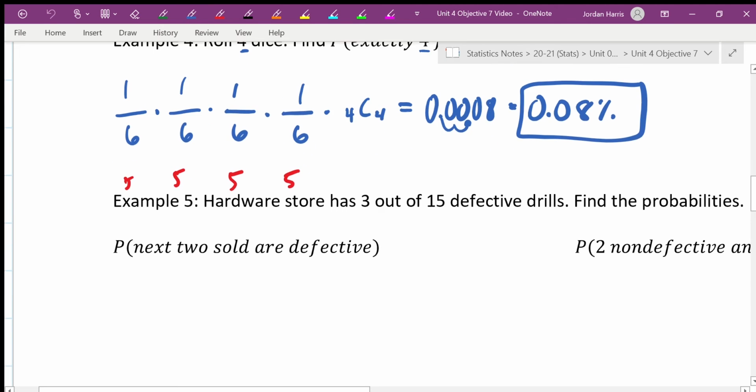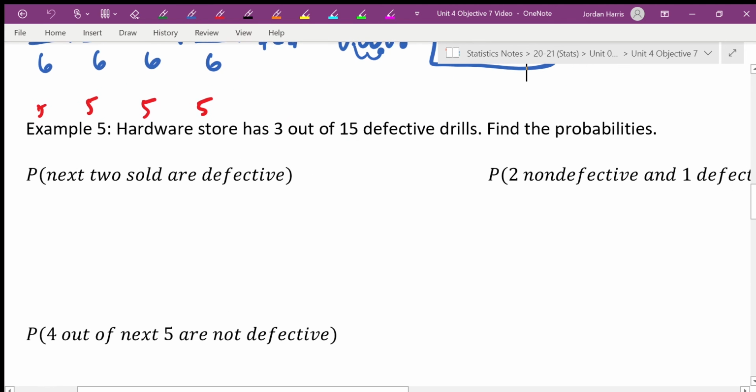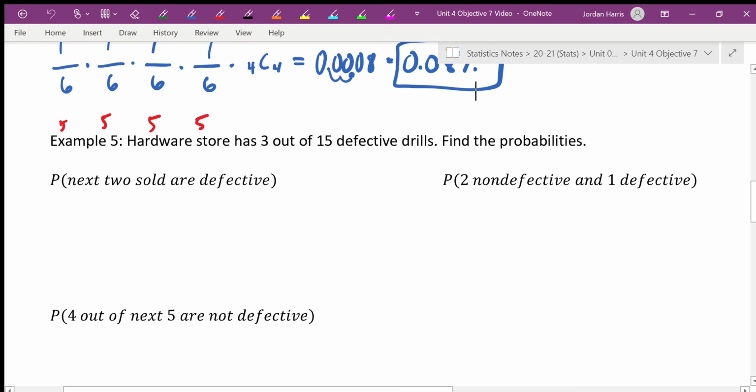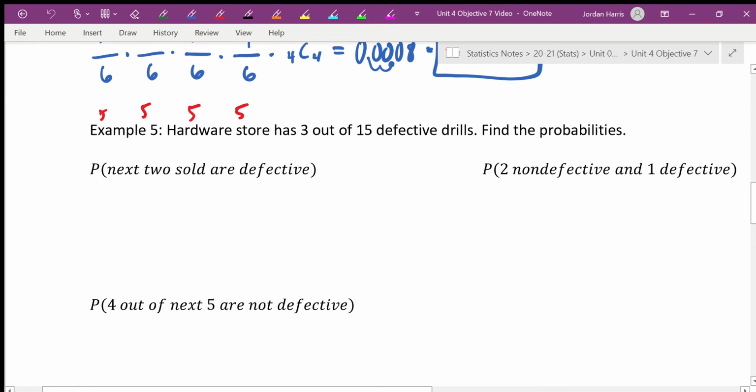Okay. So we get to our hardware store questions. A little more complicated now, though. So a hardware store has 3 out of 15 defective drills. Find these different probabilities. The next 2 sold are defective. So I have 2 drills being sold. It will change as we sell them, so that's important to take into account. And I want them both to be defective.